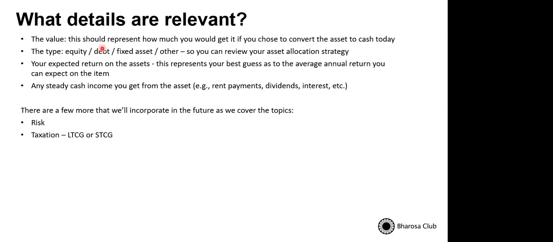We also want to know, is there any steady cash income you're getting from the asset? This could be dividends from stocks or mutual funds that pay dividends, or interest payments from bonds or debt mutual funds, or it could be rent payments you're collecting from a second property. But we really want to know how much cash these assets are providing.